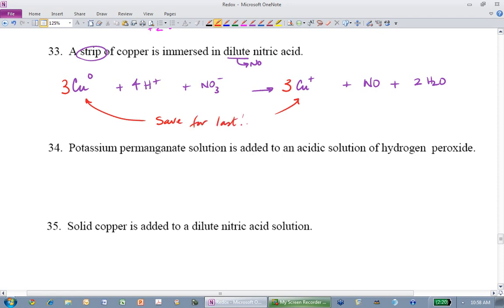When you have a single element that's participating, a metal or a halogen, shall we say. And there you have it. It's balanced. That's simple. Pressing forward.